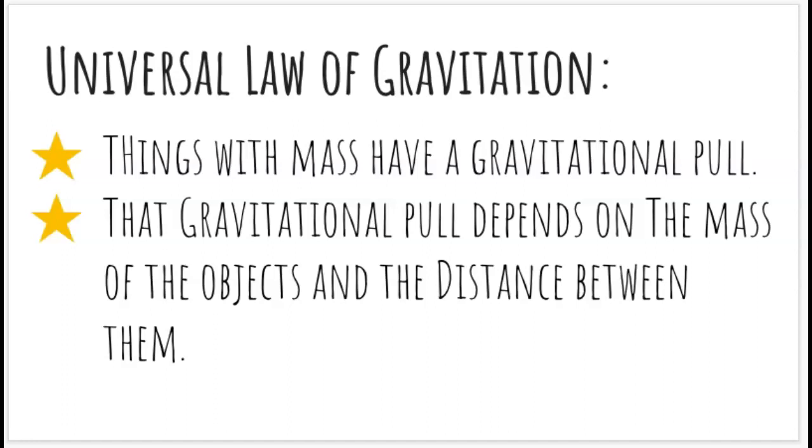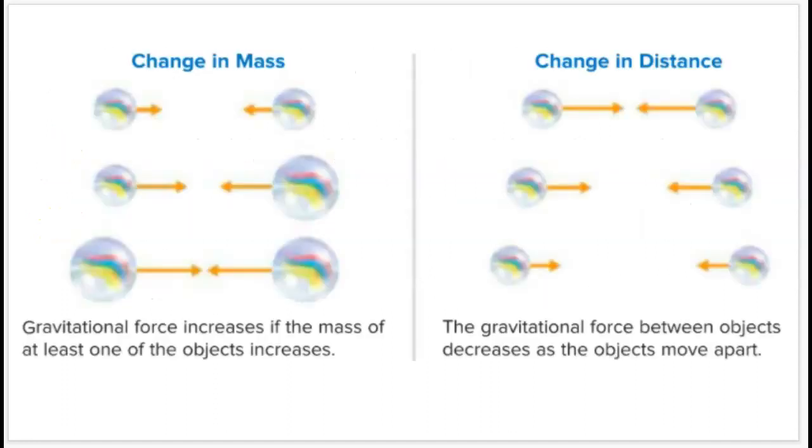So things with mass have gravitational pull, and the gravitational pull will depend on two things: the mass of the objects and the distance between the objects. So let's look at this little diagram together. So we got some marbles, and we're going to just kind of analyze what's going on with their gravitational pulls. Okay, so in the left diagram we say that the gravitational force of these objects will increase if the mass of at least one of the objects increases. So bigger objects have a larger gravitational pull.